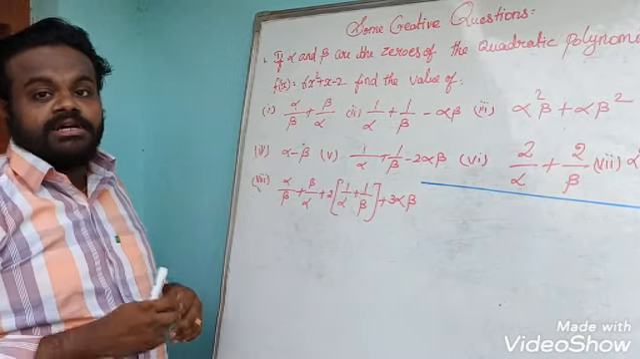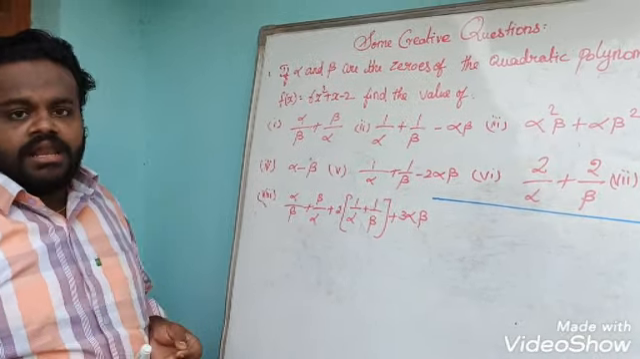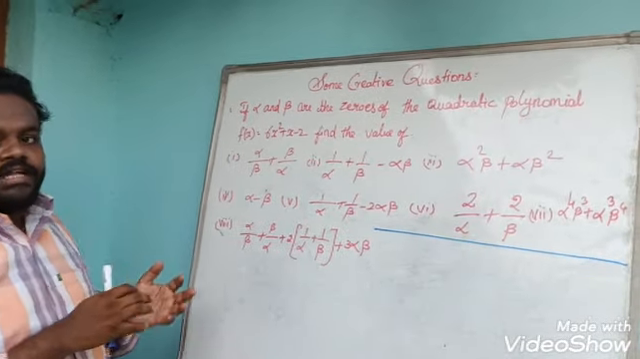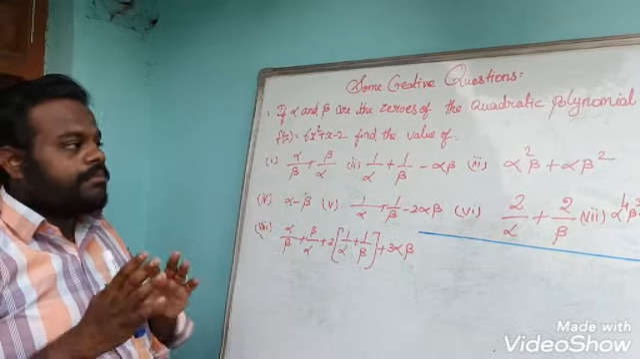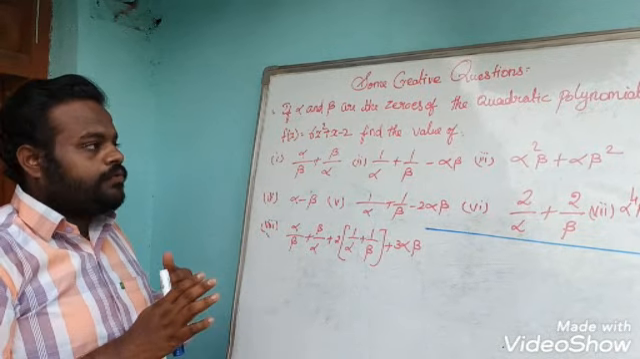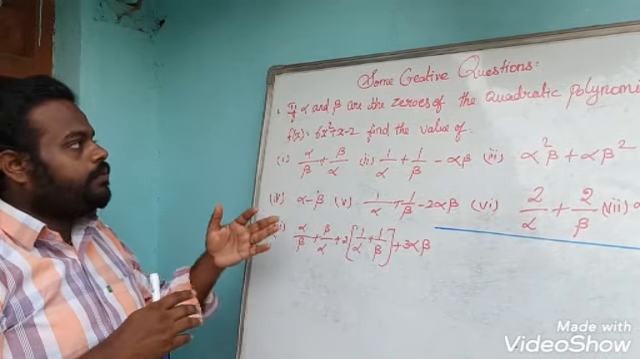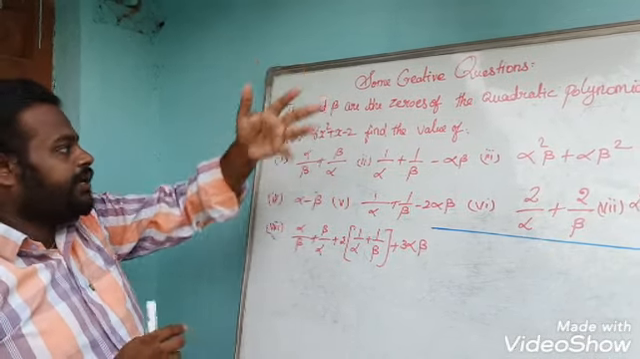We see some creative questions. In polynomials, we have already done so many problems: how to find the zeros of a polynomial, and by using the division algorithm, how to find the quotient and the remainder. In the same way, we will now do some creative questions.